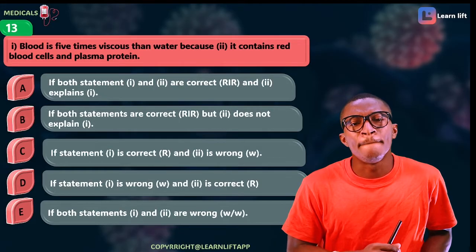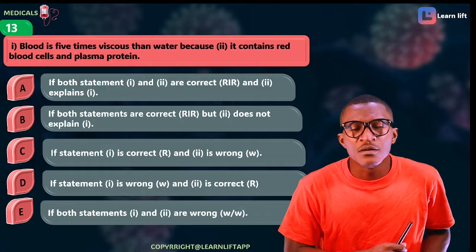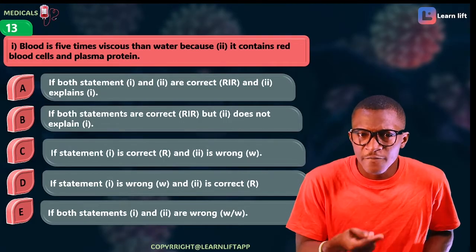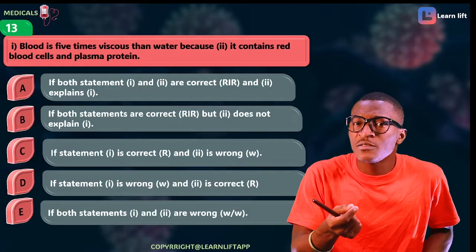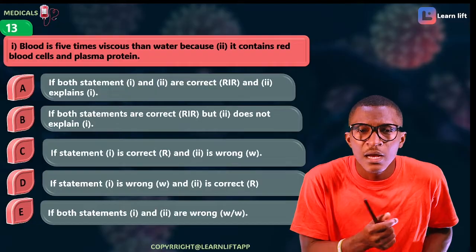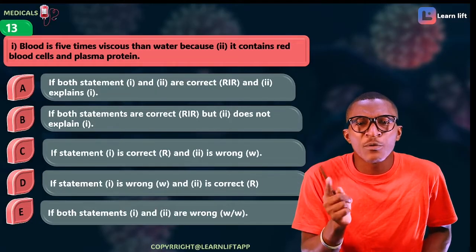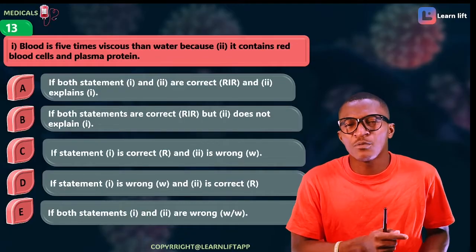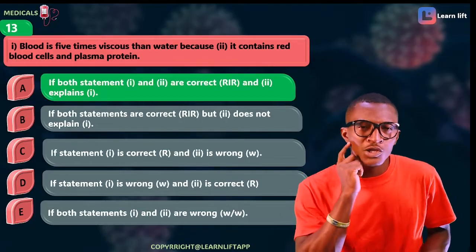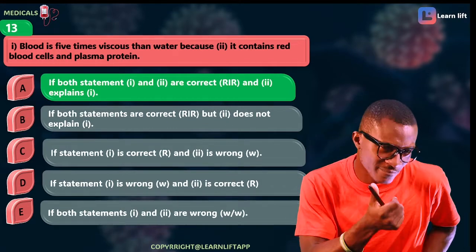Now let's see. You should know that statement 1 and statement 2 are correct, because blood is 5 times more viscous than water. True. And it contains red blood cells and plasma. Correct. But does 2 explain 1? Yes. Blood is 5 times more viscous than water because it contains red blood cells and plasma, making option A correct. Do you understand? This is a logic question. If 1 and 2 are correct and 2 explains 1.